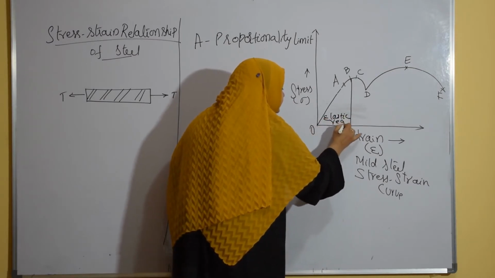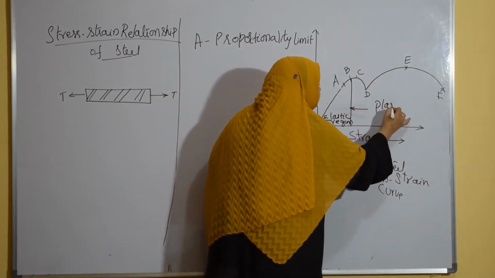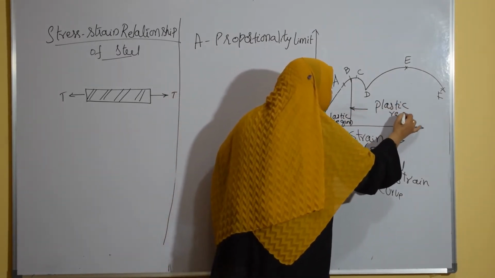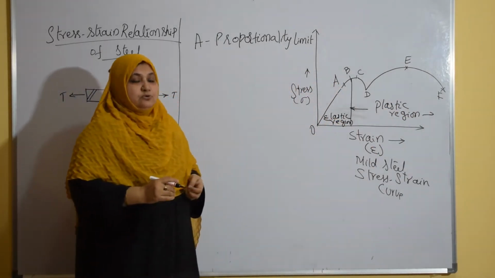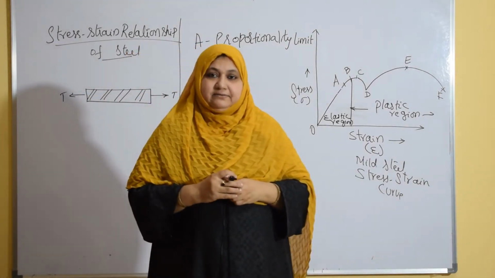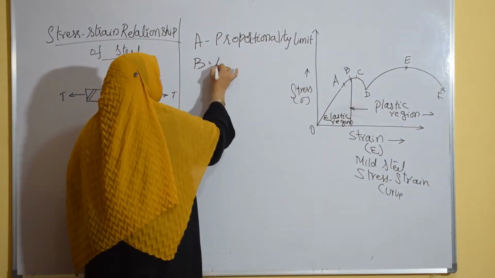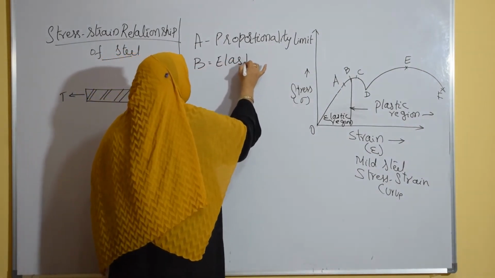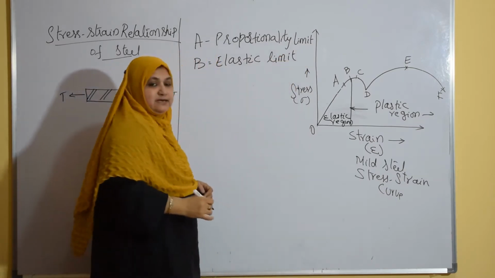Beyond B, it is the plastic region. So B is called the elastic limit. The material is elastic up to B. B is called the elastic limit.